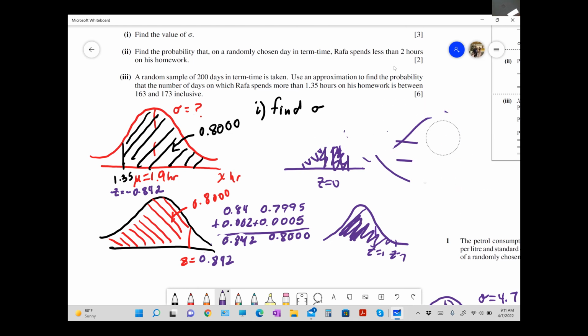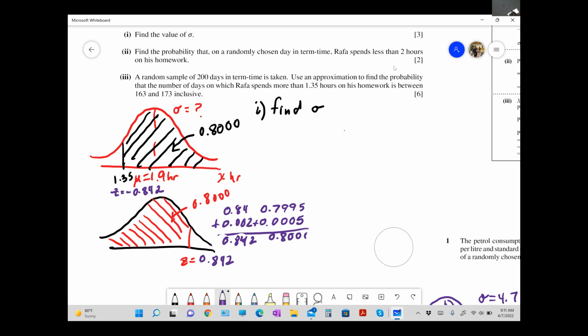Wait, so if you're trying to find the majority, then you don't do the subtract by 1? Okay, so let's say I did this. And I said this was 0.2004. Can you find the z-score associated with that?